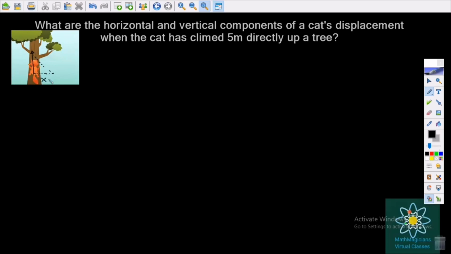That means that the cat's component in x would be 0 and the y component of the cat would be what it traveled. And what did the cat travel? The cat traveled in y 5 meters. And what did it travel in x? 0 meters. And those are your answers.